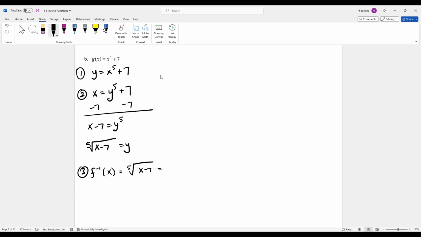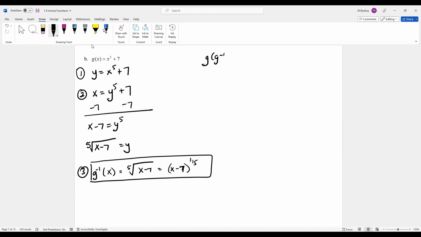And an alternate way to write this, if you'd rather, is x minus 7 to the 1/5 power. Either of those will work. And then, of course, we have to prove that we found the inverse. Actually, sorry, since this is g, let's call this properly g inverse, right? So we need to do g of g inverse.